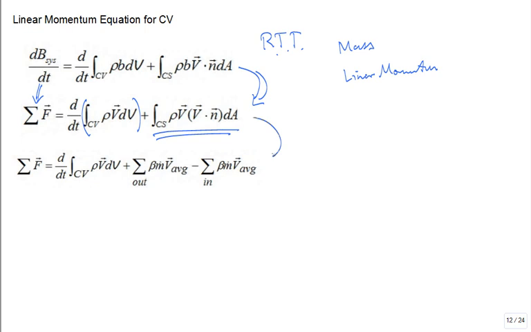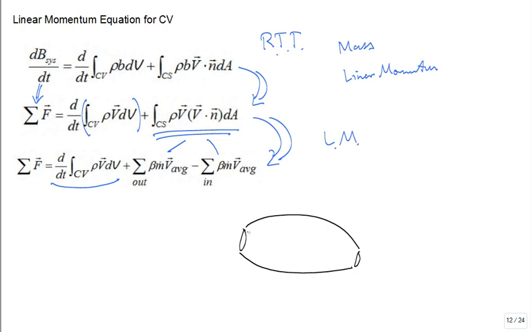Now what about this other version? It's still linear momentum, but what did they do? They left this term alone, but what did they do to this term? They broke it into two summations, so the integration over the entire control surface is broken into summations, because often we have a control volume like this, and I'm just going to show one inlet and one outlet. And so if this is the control volume, it flows out here, and it may flow in there.